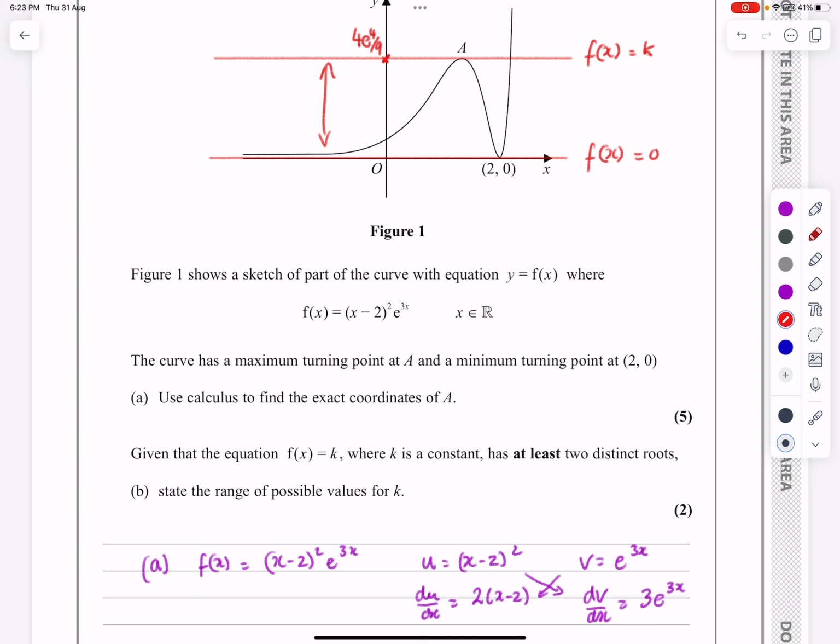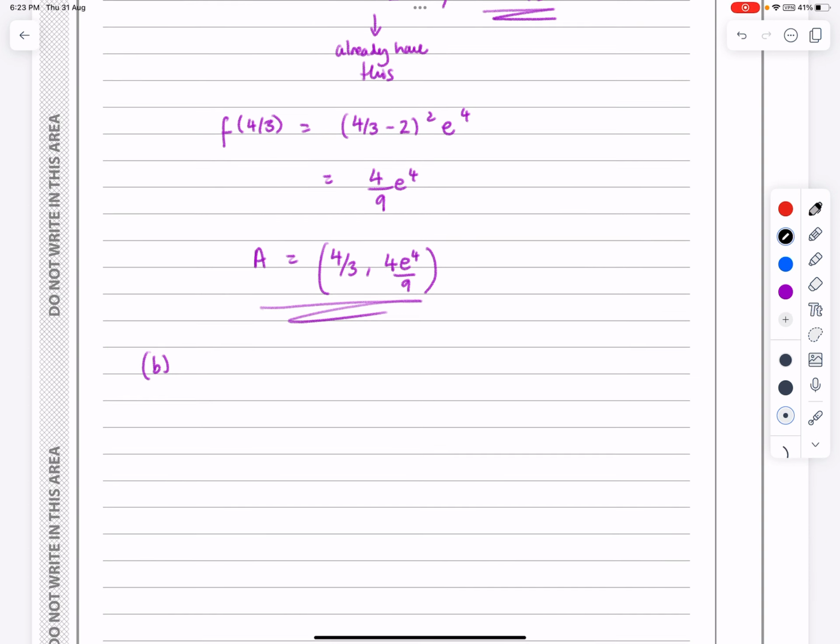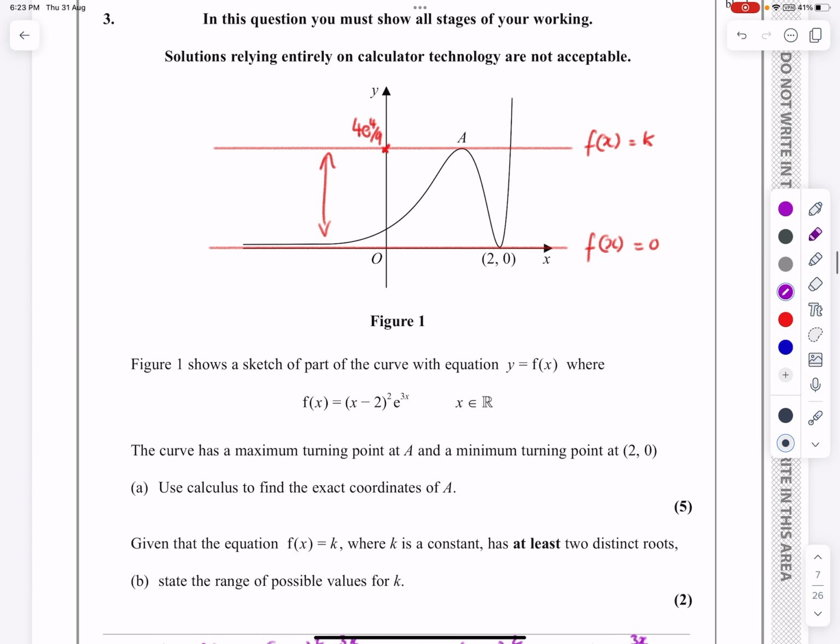Now, do we want to include them or not, where it has at least 2 distinct roots? So in order for it to have at least 2 distinct roots, it's only a 1 mark answer here, let's just change the colour of my pen. k can be less than or equal to 4e to the 4 over 9, but then if it actually hits the asymptote down here at the bottom, this one will never touch, but it's an asymptote, so we can't include that one there.